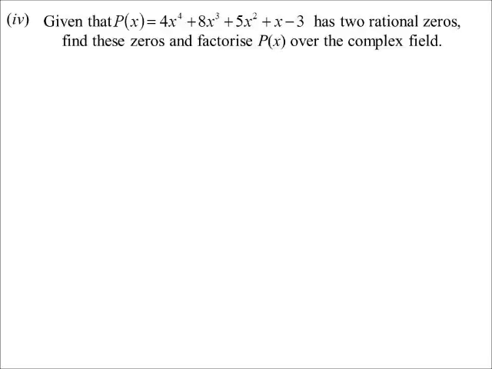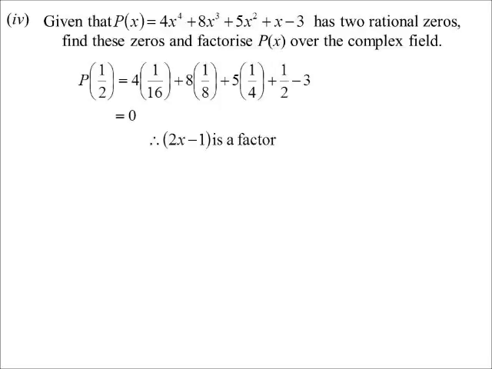Did it work? 4 plus... No, 1's not going to work, is it? Turns out a half does work. So that's one of them. It told me there were 2. So 2x minus 1 is a factor.